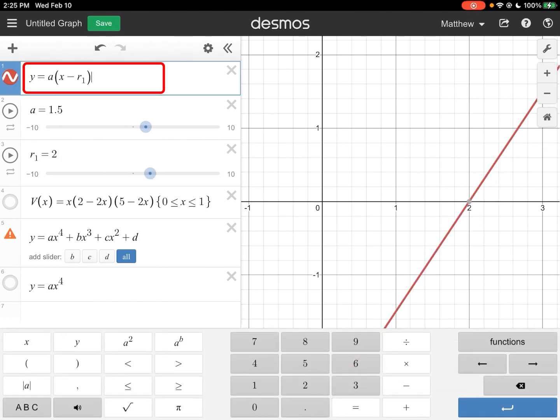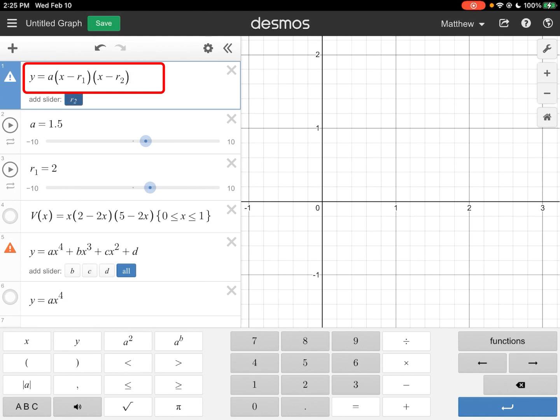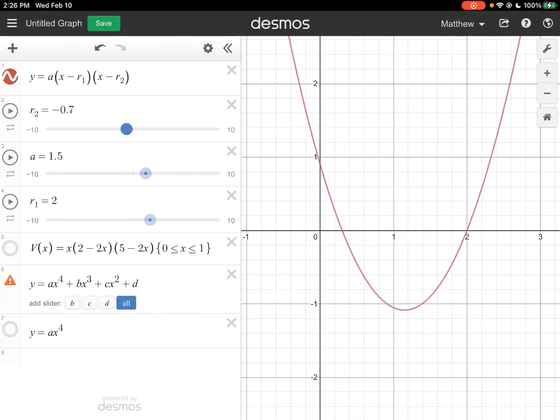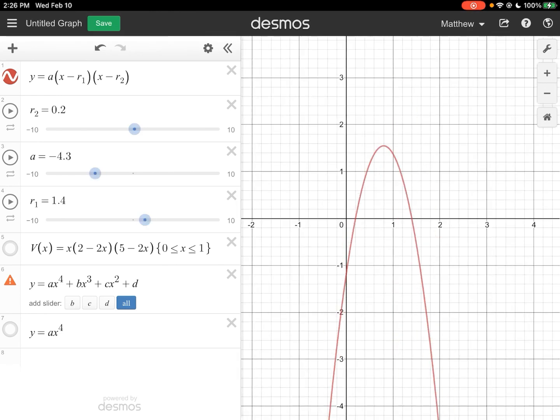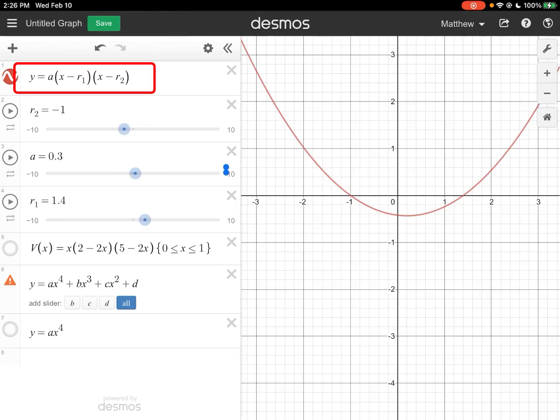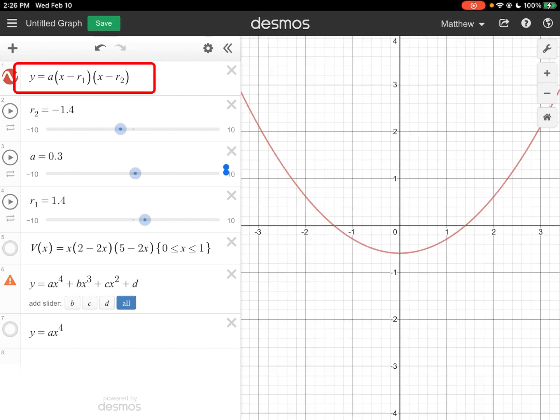Okay, now let's add another factor that looks like this and add a slider for R2. Now look what we're getting. As you vary R1 and R2 to different numbers and A to different numbers, you get a variety of different kinds of shapes. Notice all of them appear to be parabolic. When you have a number times x minus a number times x minus a number and FOIL it, you're going to get something of the form ax squared plus bx plus c, which is our family of functions called the quadratic functions, and they form the shapes that are known as parabolas. And notice that this is simply the factored form of our quadratic equations.